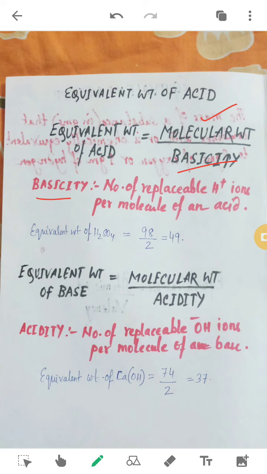So simply speaking, one molecule of acid gives us a fixed number of H plus ions, though that depends on the reaction again. It will ionize and give us H plus ions. So that number of H plus ions per molecule of the acid is nothing but the basicity.